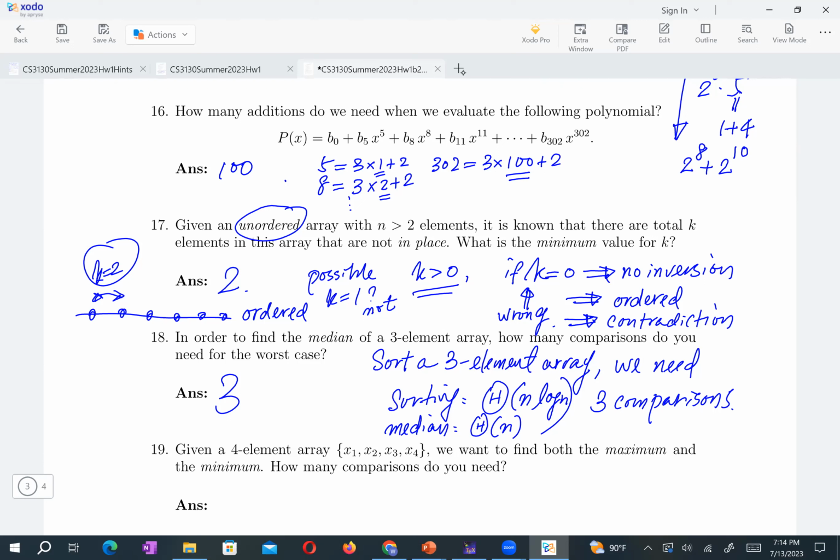Because some unnecessary information, you do not need to know. Which one is the first one, which one is the second one? That information you do not need to know. So you can save some comparisons. That's just an example. So you can see here why for the median, we just need big theta of n, no log n.